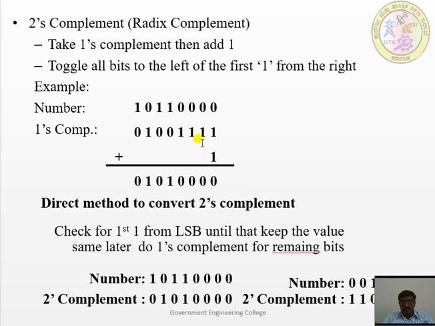A carry is generated. Once again 1 is there, so 1 plus 1 is 0. Once again a carry is generated, so 1 plus 1 is 0. Next, once again a carry is generated, 1 plus 1 is 0. Next, the carry is generated, then 0 plus 1 is 1. The remaining bits are the same, 0 0 1 0 0. So this is the result for the 2's complement method.